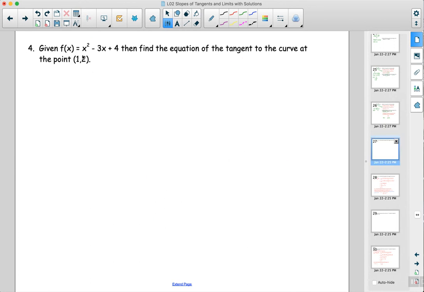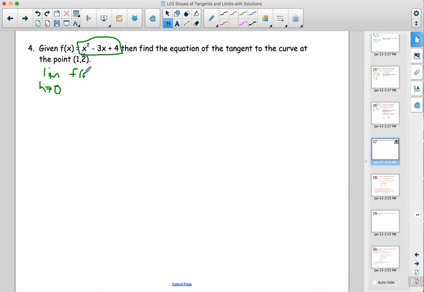All right, so you're given this particular function now. And again, we're going to be doing this from first principles. This is a very important skill set. Find the equation of the tangent to the curve, this curve, at the point (1, 2). Remember, to find the equation, we've got to start with the slope. So we're going to do the limit as h goes to 0.